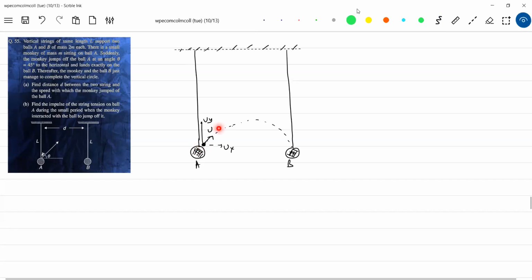because the moment the monkey jumps, what is the state of the string? It will be taut, and the string is inextensible. So the velocity of block A along the y-axis will be nullified. It will acquire only velocity along the x-axis. So V_Ax, you write it.